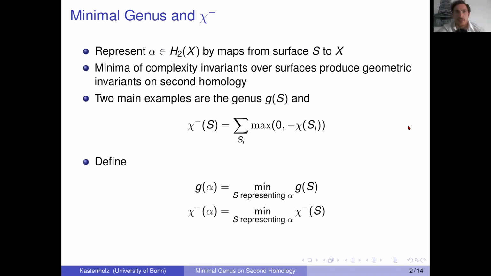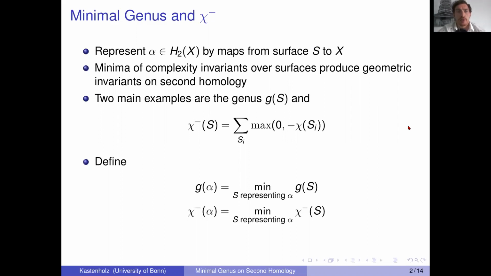So what exactly is the minimal genus, and what is a quite related invariant named chi minus? Notice that every second homology class can be represented by maps from surfaces to our space X, so that the fundamental class of the surface gets mapped to the corresponding homology class. Here, when I say surface, I mean a compact, oriented, closed surface, but it doesn't have to be connected. This is quite important.